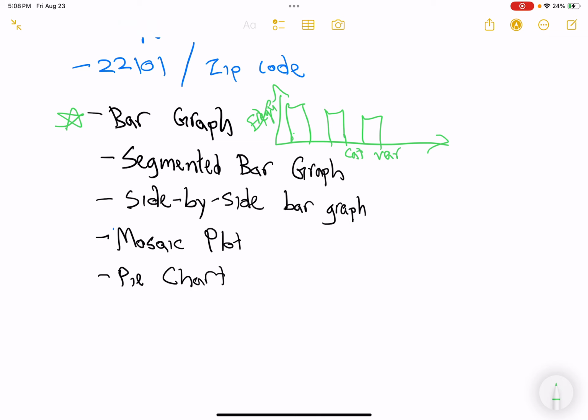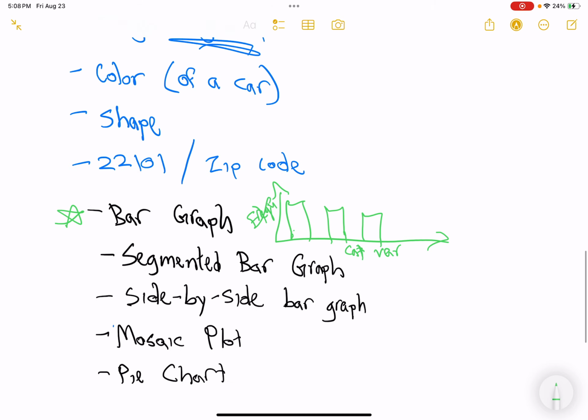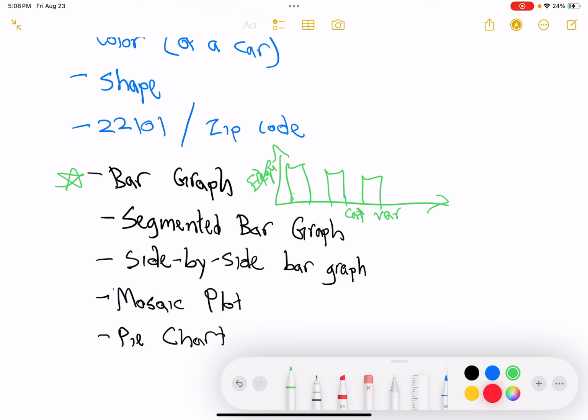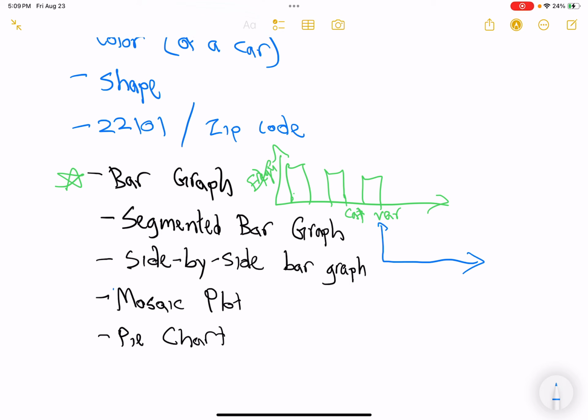Okay, so we have a categorical variable on the x-axis of some sort, right? Bar graphs are always going to be running categorically for the most part. So that's a bar graph. Another example is a segmented bar graph, which we covered in class.